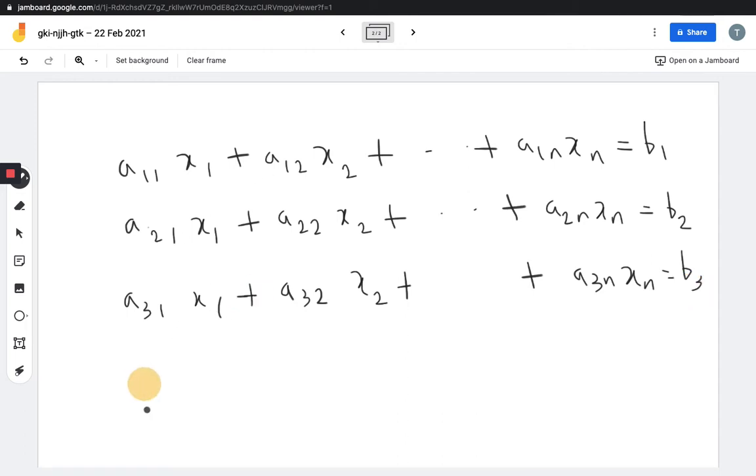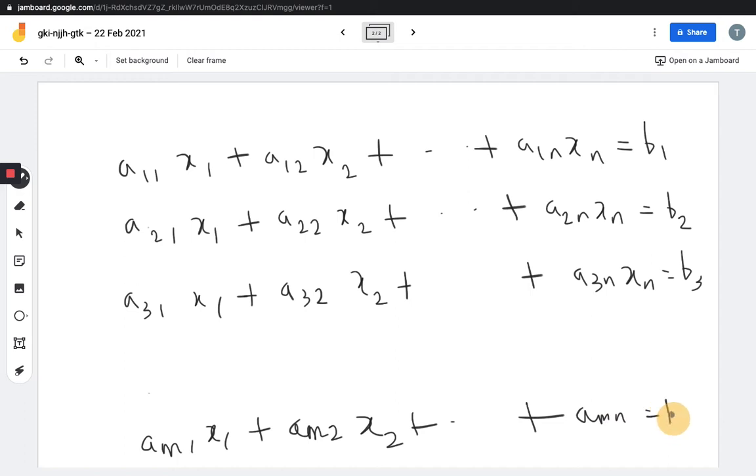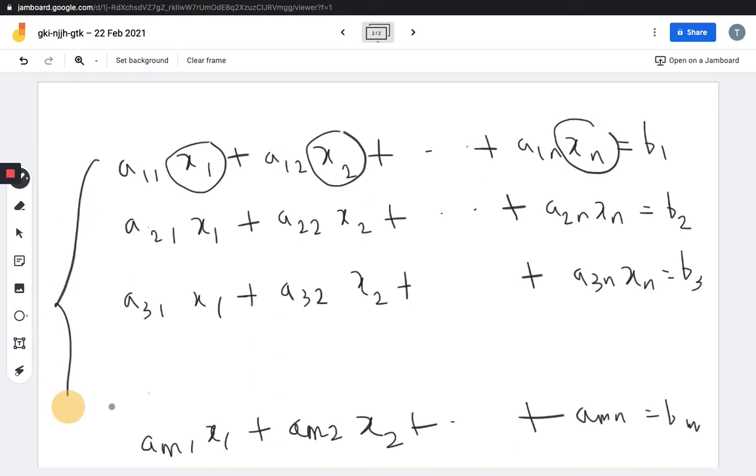In this way, you have your mth equation like this: am1 x1 plus am2 x2 plus amn xn equals bm. Now it's a grave problem. You have to solve for unknown variables x1, x2, xn, and in order to solve you have m equations.